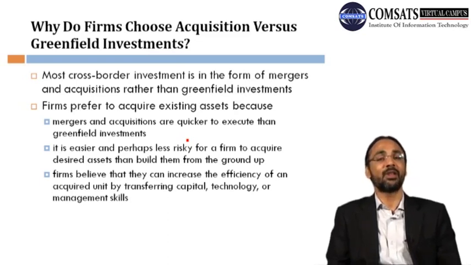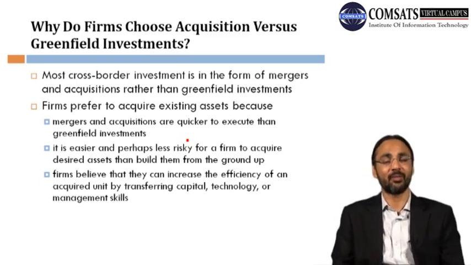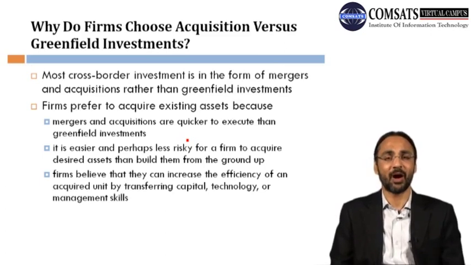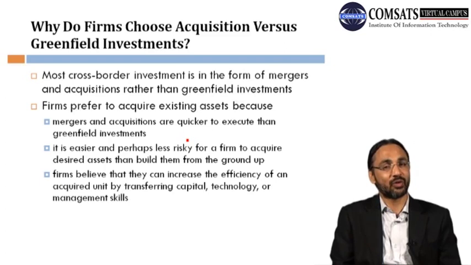Why do they do that? They believe that if a firm is not doing well and they acquire that firm, or some part of the entire firm, they can improve the production. They can do it through capital, by investing more capital, or using higher technology, or using higher management skill in that company. By using these resources, they can improve the efficiency of that company.